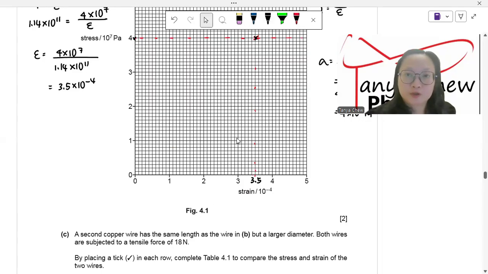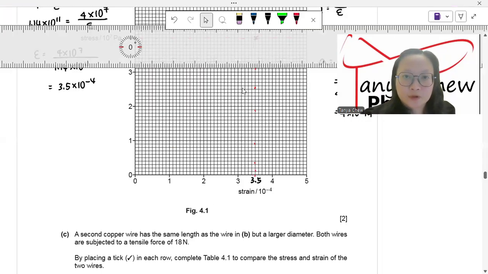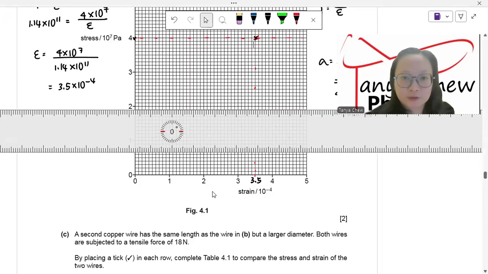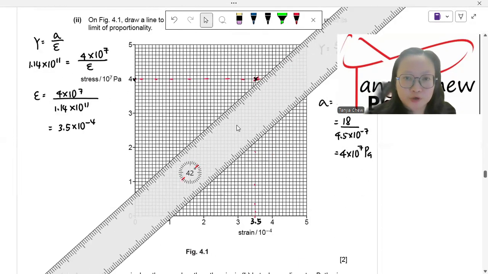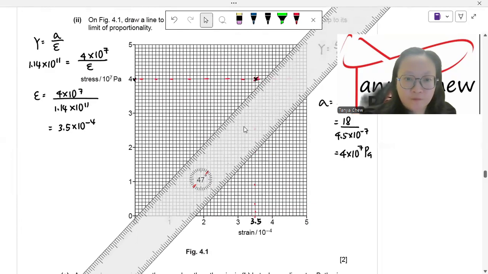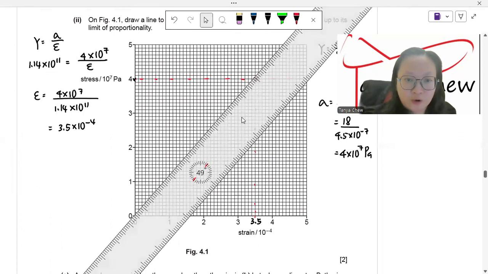Now, what am I supposed to do next? Take out the ruler, use the ruler. Now I'm going to turn my ruler a bit. And the graph must start from origin. Do you know why? Because if there is no force applied to the wire, then there is no extension of the wire.